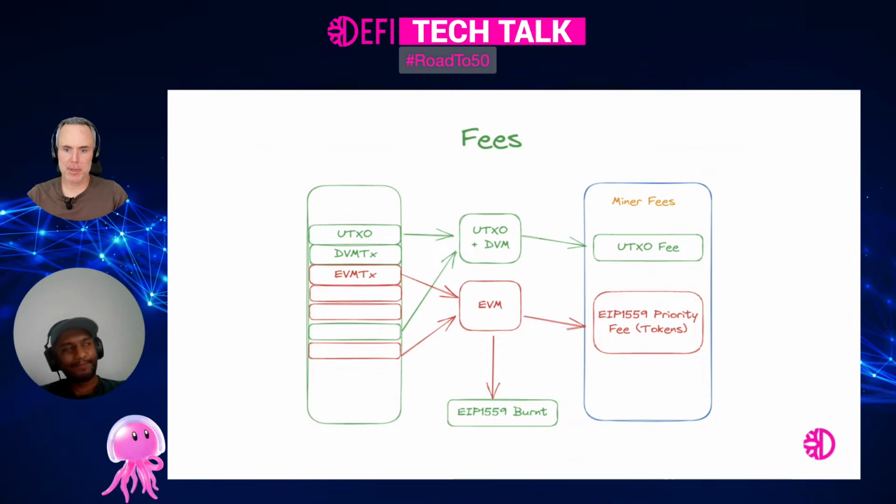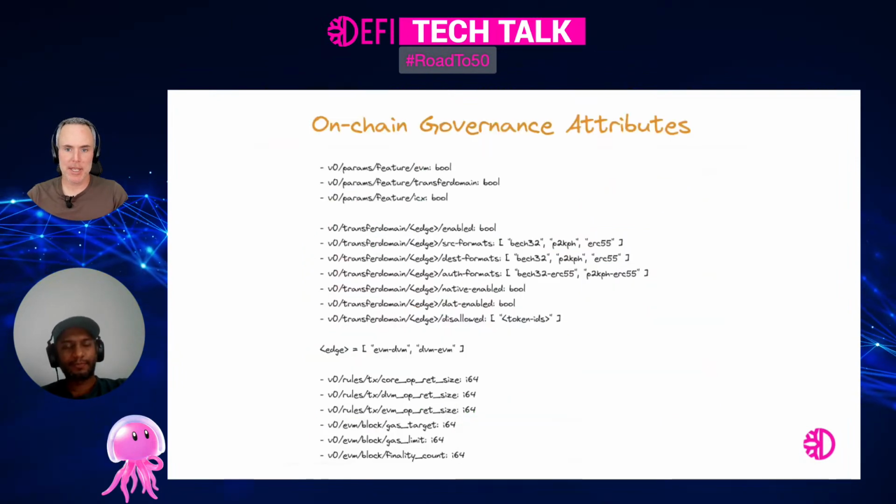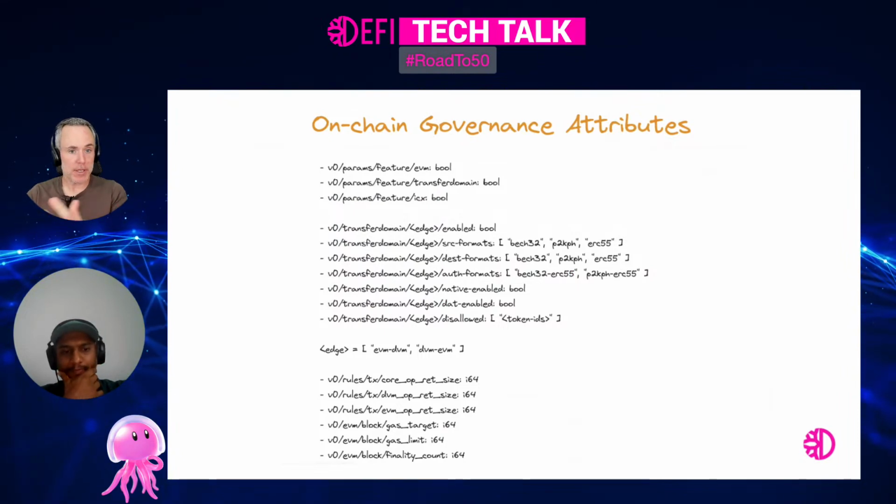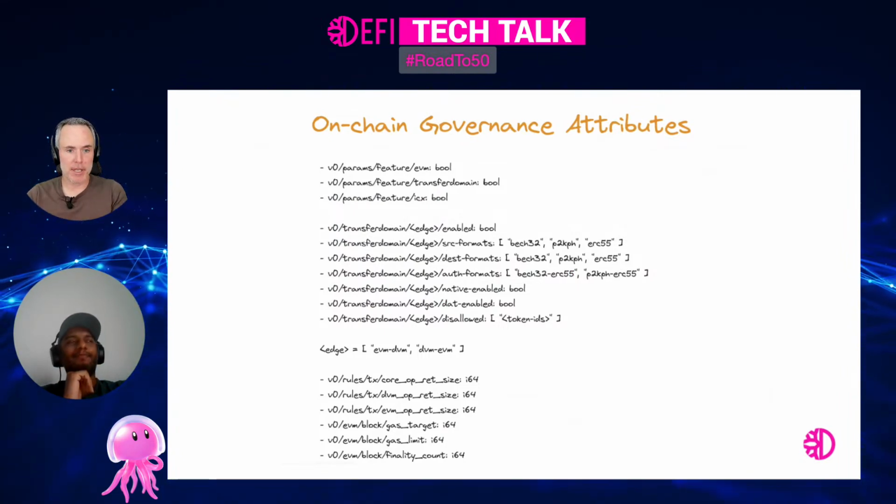Maybe one step back, a very personal question. Is there a parameter or something else I can use to track how many coins are transferred from the DVM to the EVM layer?